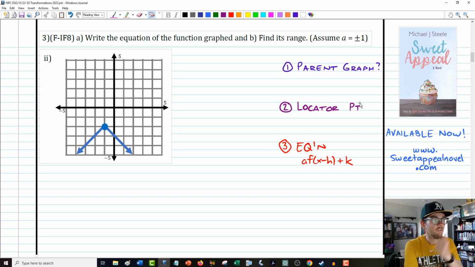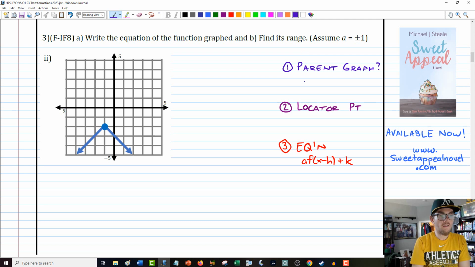So once again, our job is to write the equation of the function that's graphed, as well as to find its range, keeping that assumption about a, the leading coefficient, being plus or minus 1, so we don't have to worry about any sort of scaling or dilation. So from here, I'm going to follow the same process as in number 1 on this section. If you're really confused or you feel like I go faster than you'd like, I'd encourage you to look back at question number 1, where I go through things a little bit more carefully and methodically. In this case, we're going to dive in right off the bat. I think we're good to do that here.